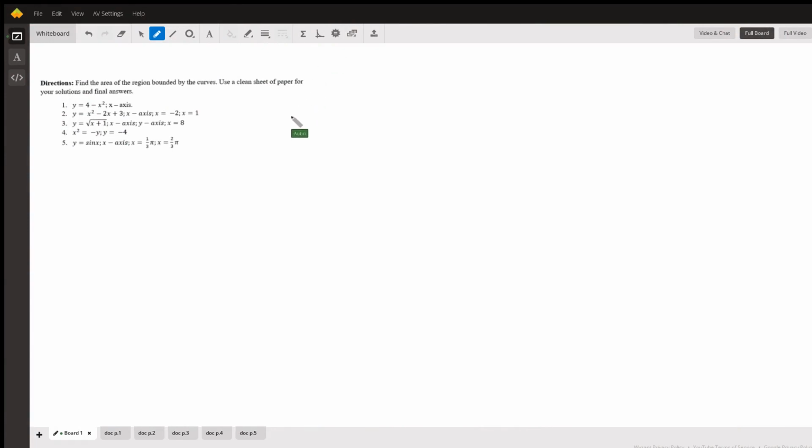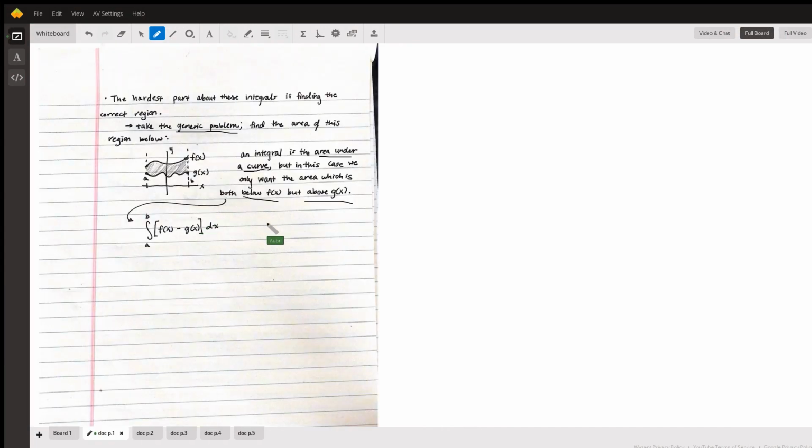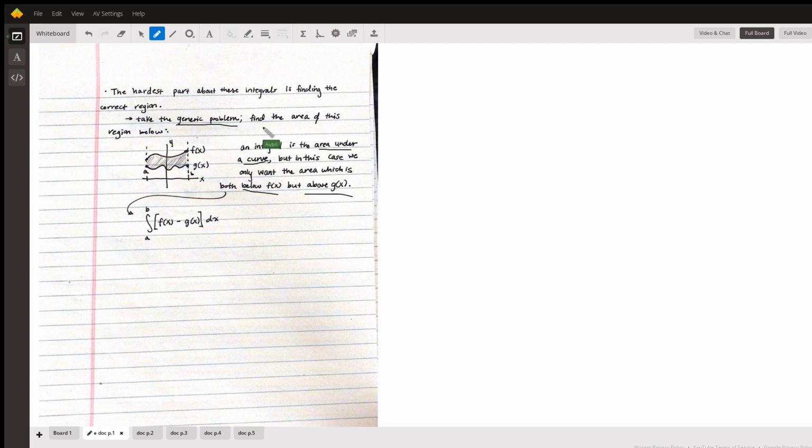Hi there. It looks like this is the question that you're asking, specifically about finding, drawing the area. So the hardest part about these types of integrals, finding the area of these regions, is actually drawing the region itself.